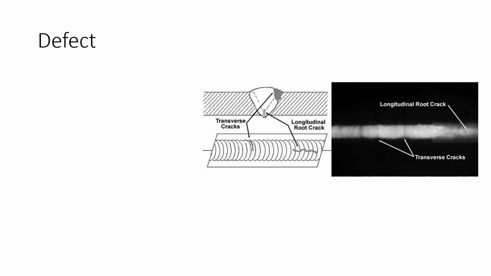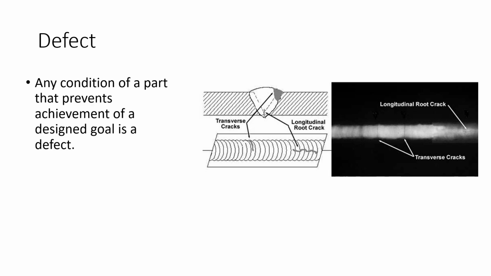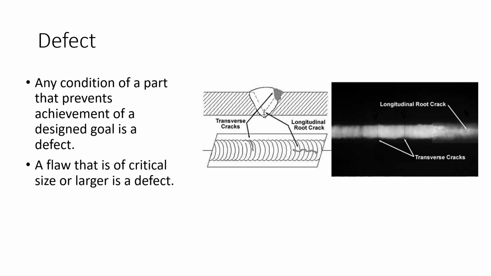Okay, so we got a defect. This is a term we're going to hear a lot. A defect is any condition of a part that prevents achievement of a design goal. That's what we call a defect. So we can have flaws, we can have indications, but a defect is something that prevents us from achieving our design goal. Is this going to cause the part to fail? It's a defect. So it's a flaw that's a critical size or larger. We call it a defect.